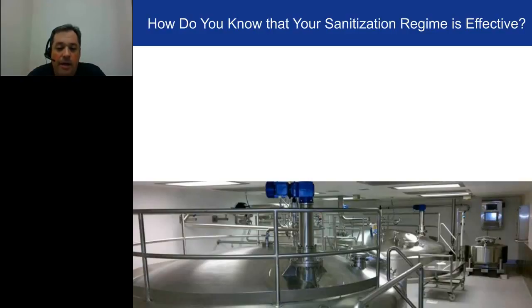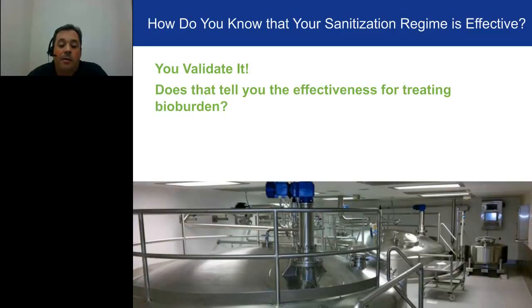And it looks like the biggest choice with 44% is validated, followed by periodic trending of the flora, and then the design of experiments. And so what we currently do, the traditional way to do it, is we validate it. Now, that means we basically try the chemistry in there in a study in the system and we see how it works. Let me ask you, in the manufacturing environment, and this is not a poll, this is just for you to think about, does that tell you the effectiveness for treating bioburden?